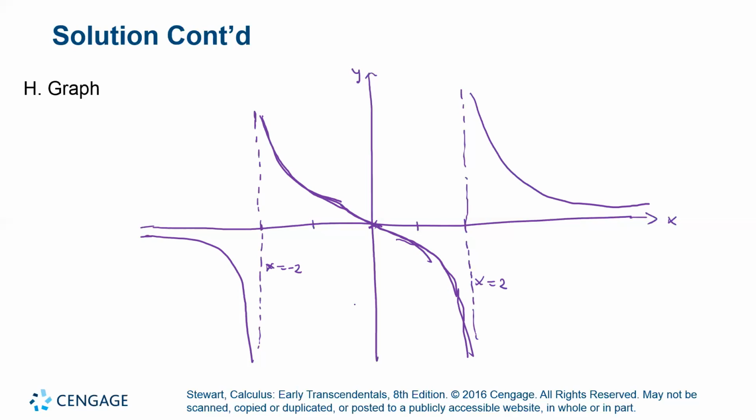So we have everything there. The x-intercept is the origin, the y-intercept is the origin, and the inflection point is also the origin. We have the vertical asymptotes, and the horizontal asymptote is the x-axis, that is the line y equal to 0. It is concave up from 2 to positive infinity, and from negative 2 to 0. And it's concave down from negative infinity to negative 2, and from 0 to positive 2. Okay, that gives me my graph.